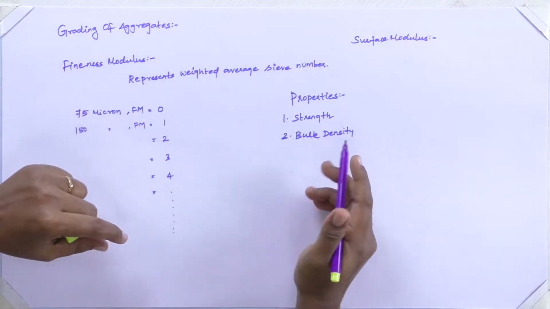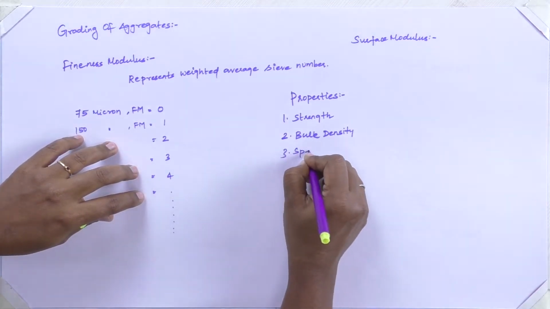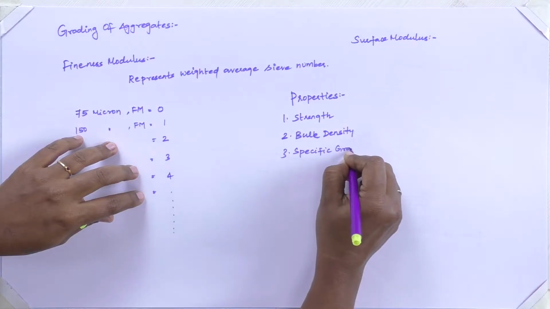Lower bulk density will provide us with more void spaces, whereas higher bulk density will provide us with fewer void spaces. Next, specific gravity. Specific gravity is defined as the ratio between the weight of a given volume of aggregate and the weight of an equal volume of water.